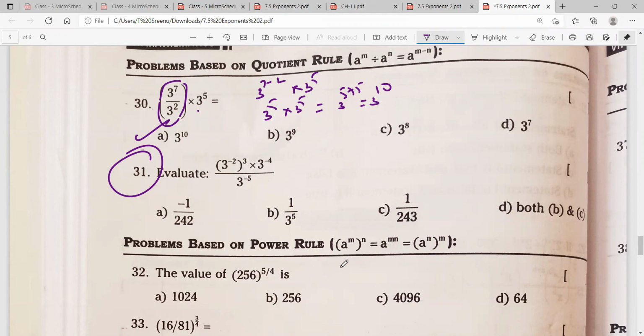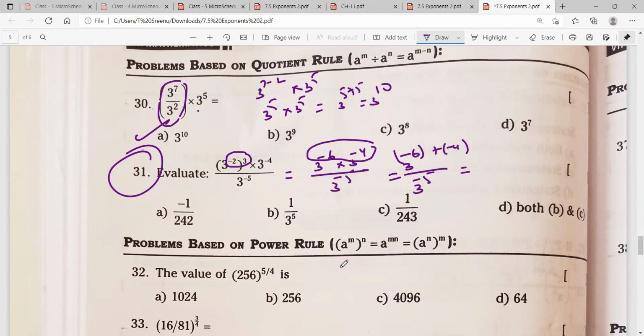Please check, children. Here all the powers, these two should be multiplied. I will get minus 6. These two powers to be added. Minus 4 plus minus 6 is minus 10. Now these two to be subtracted. Minus 10 minus of minus 5. Minus and minus plus. Minus 10 plus 5, answer we get minus 5.